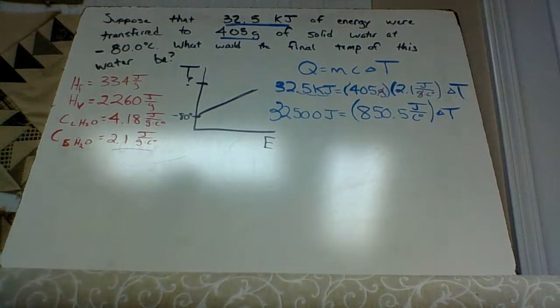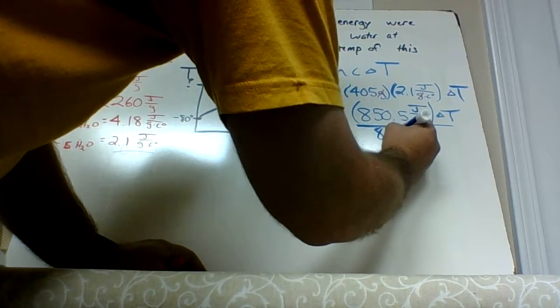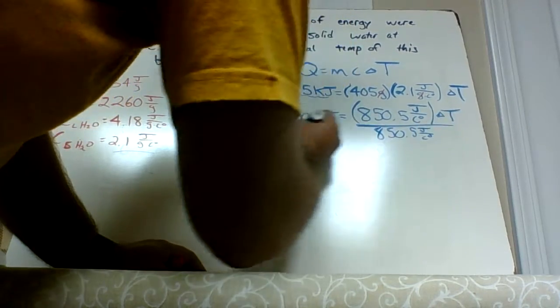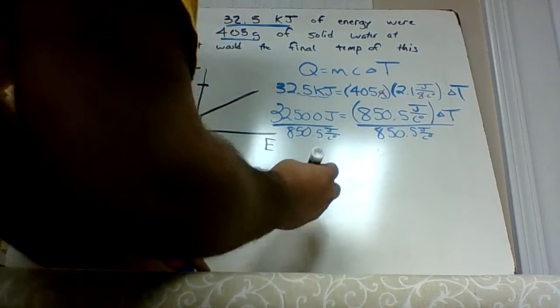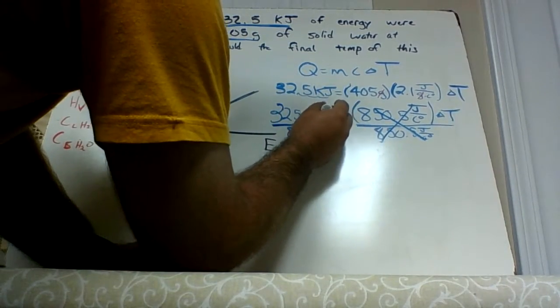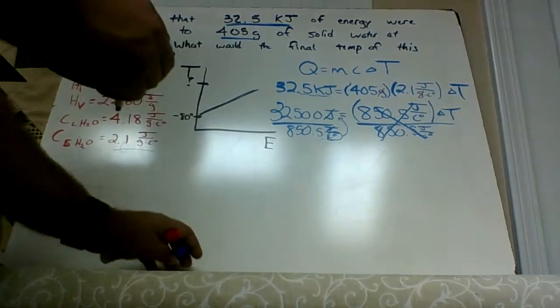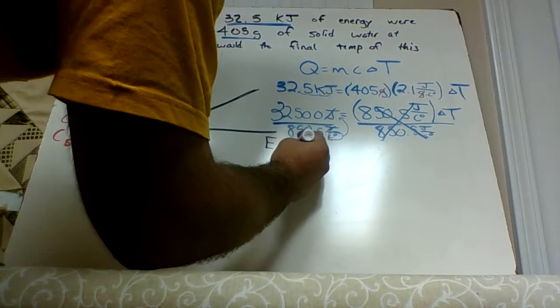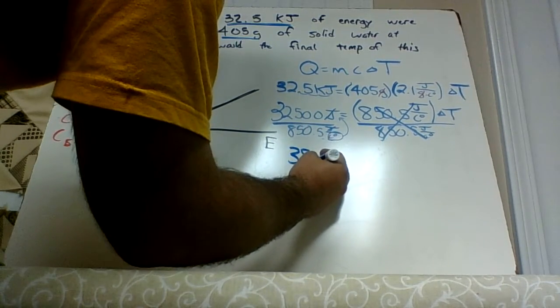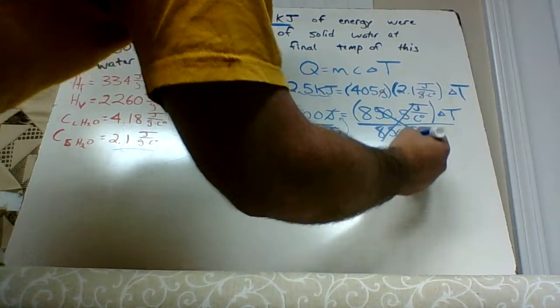Now the question becomes, what do I need to do to get delta T all by itself? Well, because I'm multiplying these, I'm going to divide both sides, opposite in operation, by 850.5 joules over Celsius degrees. These will cancel. And look here, my joules cancel because I'm dividing them. And because that's in the denominator of the denominator, that Celsius actually pops up into the numerator. So when I do 32,500 divided by 850.5, I get 38.2. I'll worry about sig figs later. And that's equal to my change in temperature.